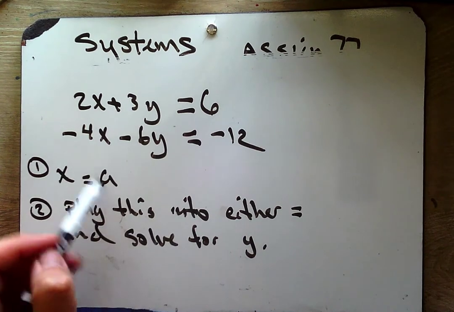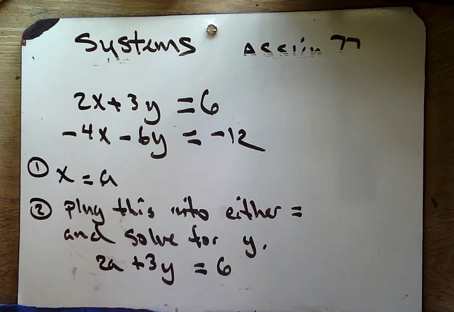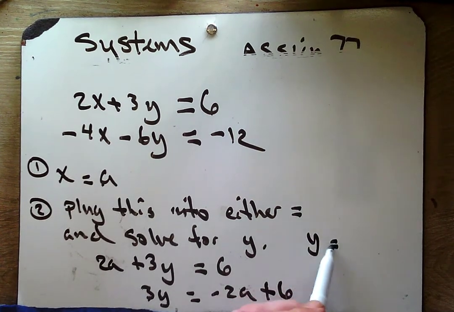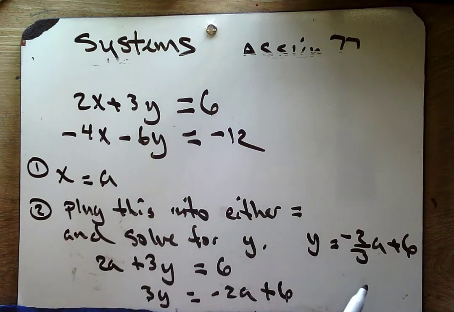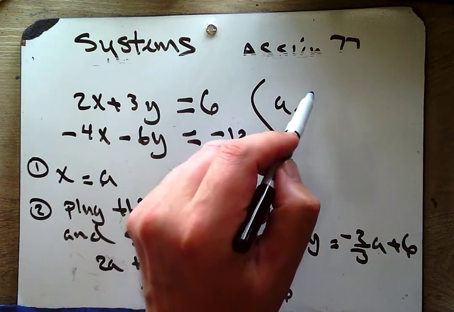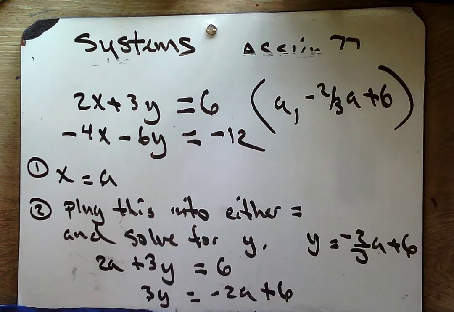So if I take x equals a and plug in here, I have 2a plus 3y equals 6. I'm solving for y now, so I'm going to subtract 2a from both sides, and then finally divide by 3. And so I'm going to have y equals negative 2/3 a plus 2. Nice. Now I'm almost done, but not quite yet. (a, negative 2/3 a plus 2). I've got to write that parametric solution in the form of an ordered pair.